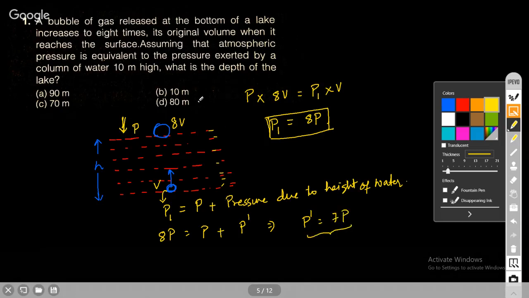Now you see the question. Assuming that the atmospheric pressure is equivalent to the pressure exerted by a column of water of 10 meter height. Okay, atmospheric pressure is what? This P, and this is equal to the 10 meter height of water. Means what? This line means that if you take 10 meter height of water, the pressure exerted by it is equal to the atmospheric pressure. So in terms of height, P is 10 meters, so P dash will be equal to what? 10 into 7, 70 meters. Hence the answer will be option C.